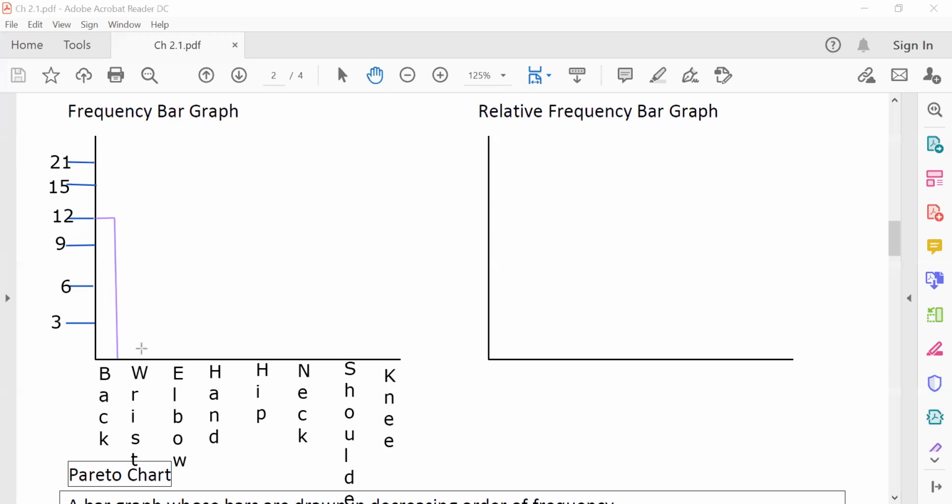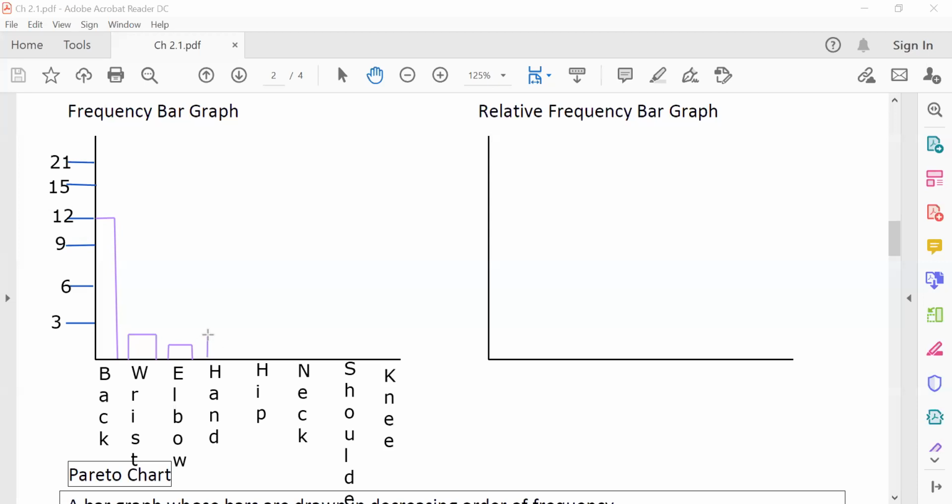So the wrist has 2. So the wrist kind of just goes up. It doesn't go all the way up to 3. The bars don't have to be connected. It's okay if they are. I don't know why the book loves to make the distinction. Oh, well, if it's connected, they're a histogram. It's like, well, okay, who cares? 1 for the elbow. For the hand, we have 2.